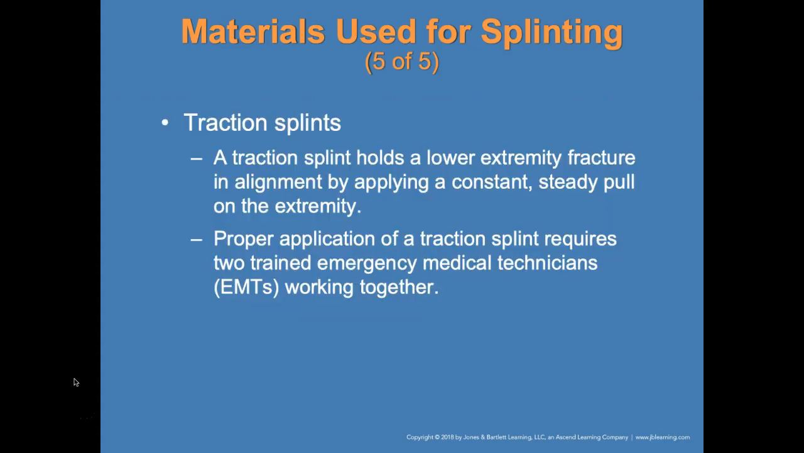All right, our traction splints. These are for our lower extremities, generally for a femur fracture. It's not for our tibia or fibula fractures. It's just for those femur fractures. It's going to hold that fracture in alignment by applying a constant and steady pull on the extremity.